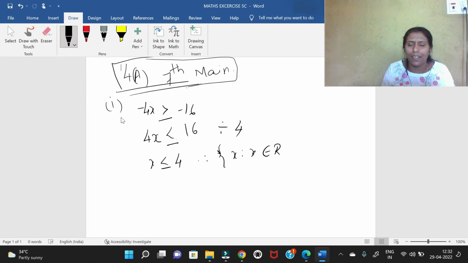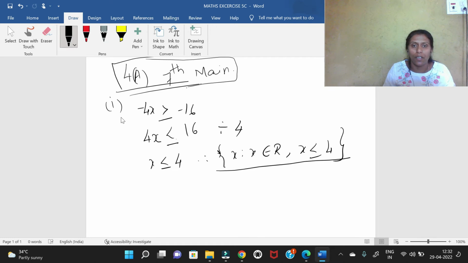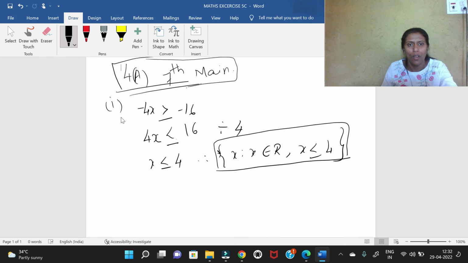And it's a little difficult to mention all the real numbers. So what we do, x belongs to real number. That's what we write out here. Okay. And x is less than or equal to 4. Okay. Let us follow this format. So here we said x belongs to the real numbers, x is a real number and x is lesser than or equal to 4. Okay.